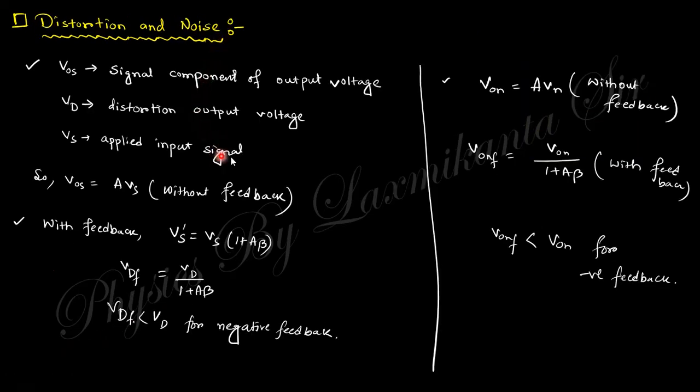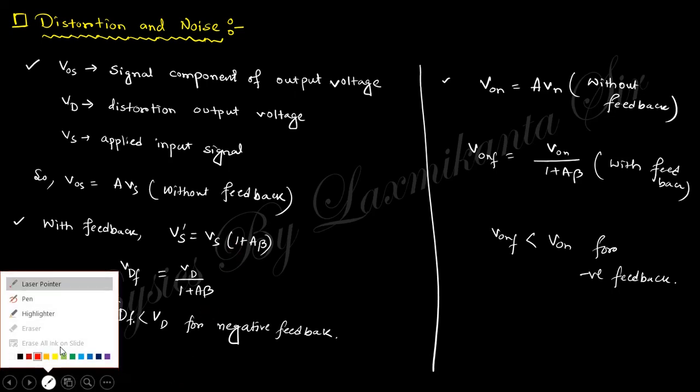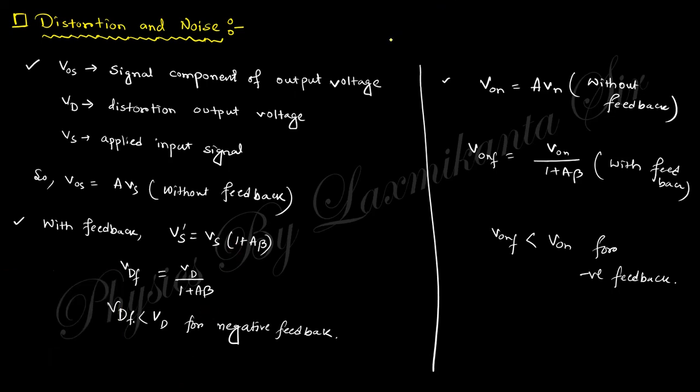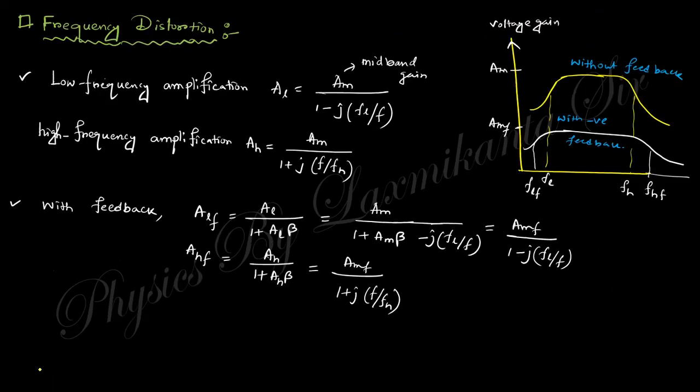Distortion: you can see if there is a distortion in your input, suppose this is the input and there is distortion here. If you amplify with positive feedback, the distortion is also amplified. So distortion will increase in positive feedback. In negative feedback, distortion will be reduced. And the noise also behaves similarly.